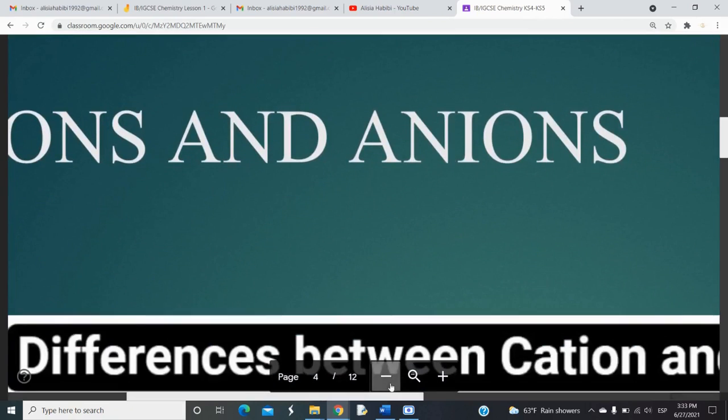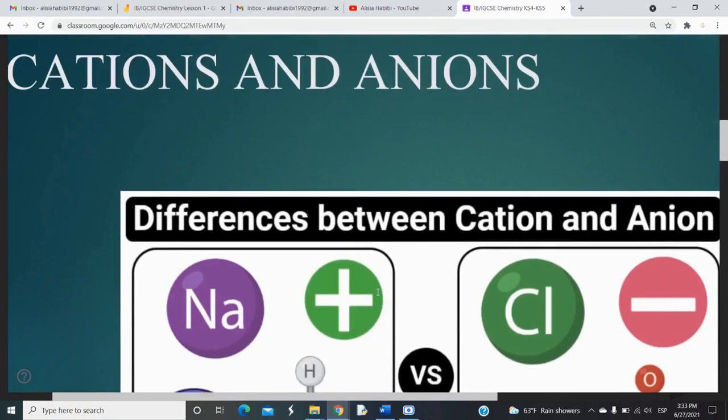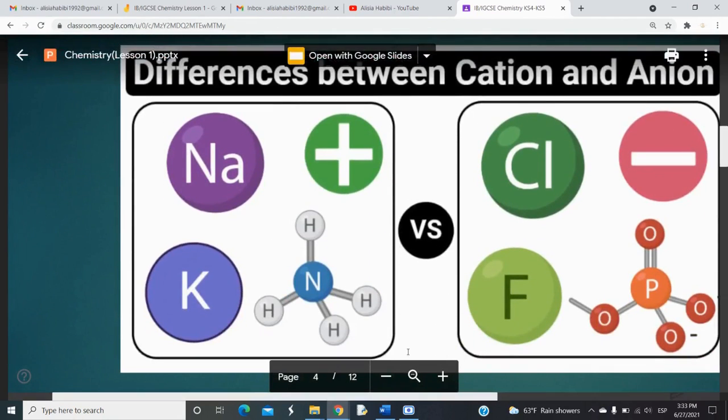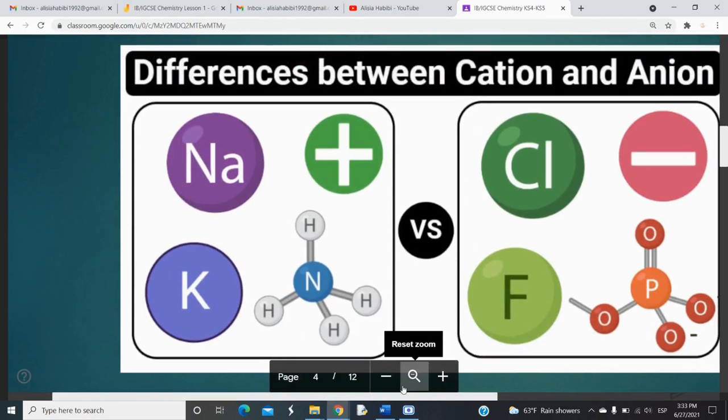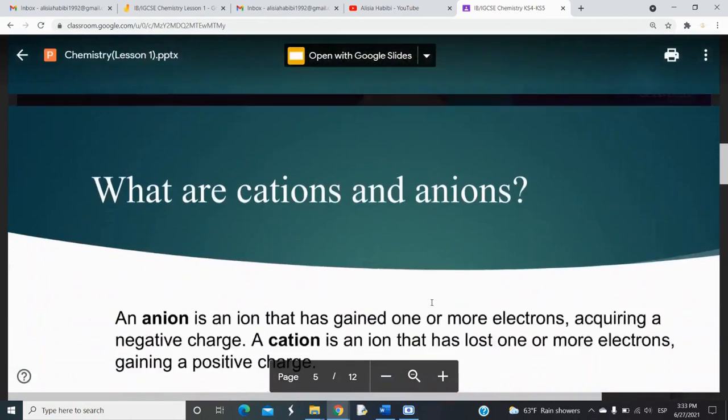All right, guys, let's get started. So the first thing we're going to be looking at is cations and anions. We're going to be looking at the difference between the cations and the anions, both the positive and negative charges. So first things first, I'm going to go to the next slide.